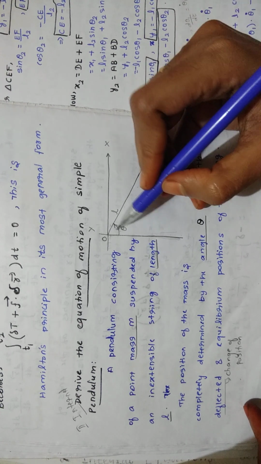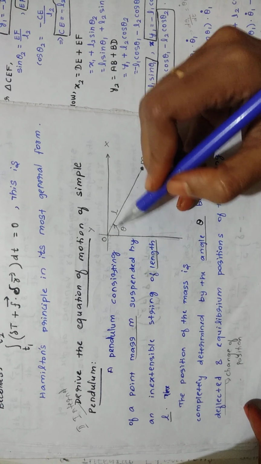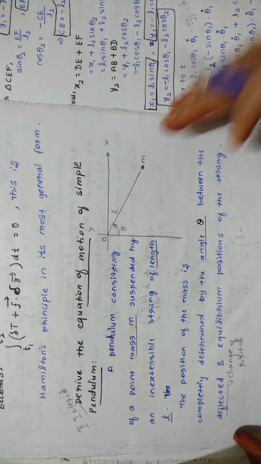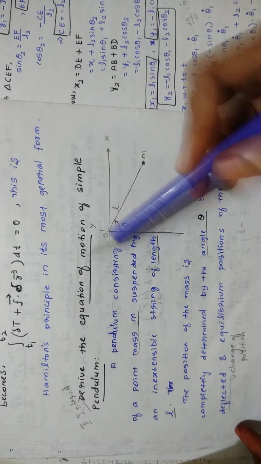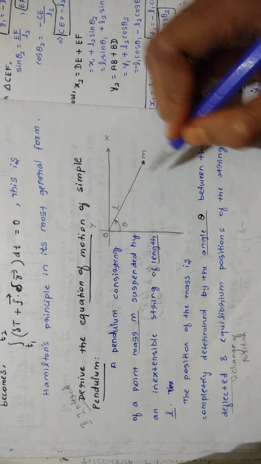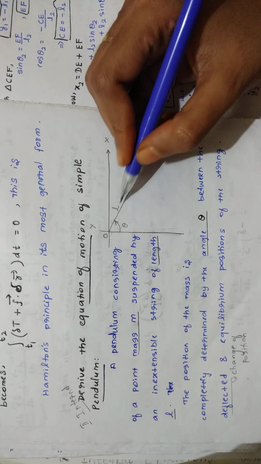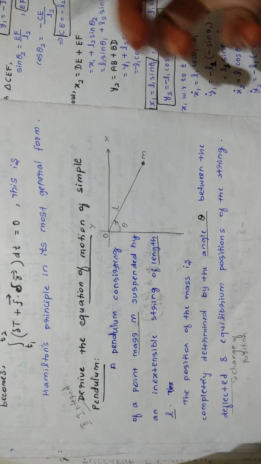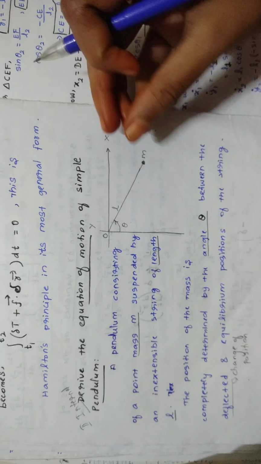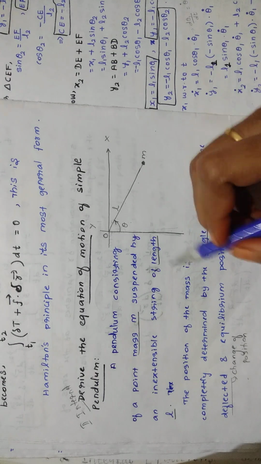In this figure, the string and this axis make an angle theta. So let's start the derivation. A pendulum consisting of a point mass M. There is a pendulum, and this mass M is suspended by an inextensible string of length L. This mass is suspended, it means hanging, by an inextensible string. The string is non-elastic, non-extensible, and it has length L.